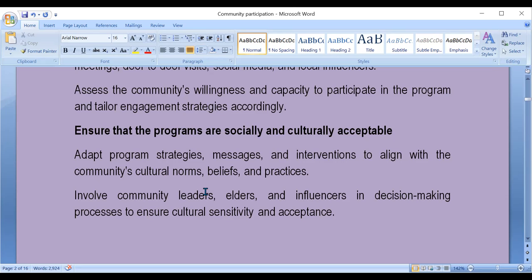You have to find a way to align with them while you try to open up their eyes. Okay? So now, adapt your program strategies, messages, and interventions to align with the community's cultural norms, beliefs, and practices. It could be that they're doing female circumcision. First, you agree with them.